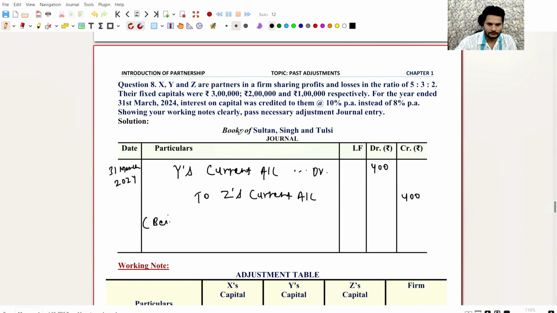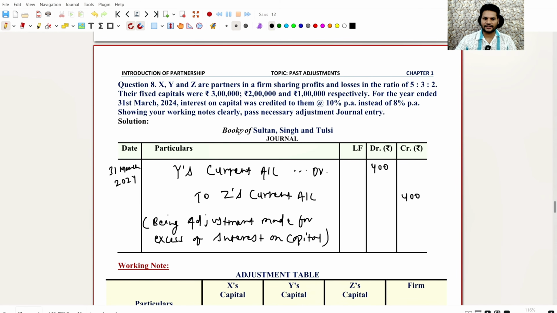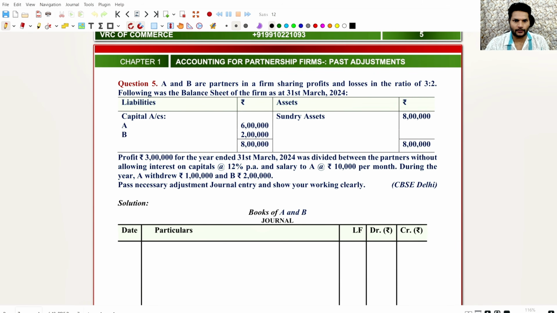So being adjustment made for excess of interest on capital. Okay, so we have adjusted the excess amount of interest on capital by way of adjustment journal entry. Now, let's do question number 5.